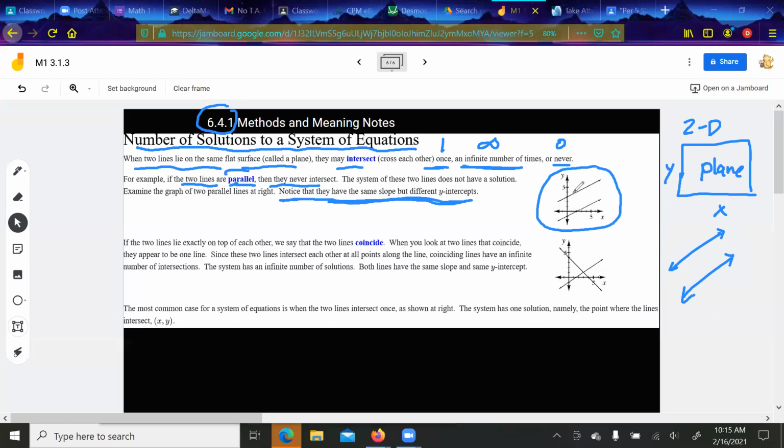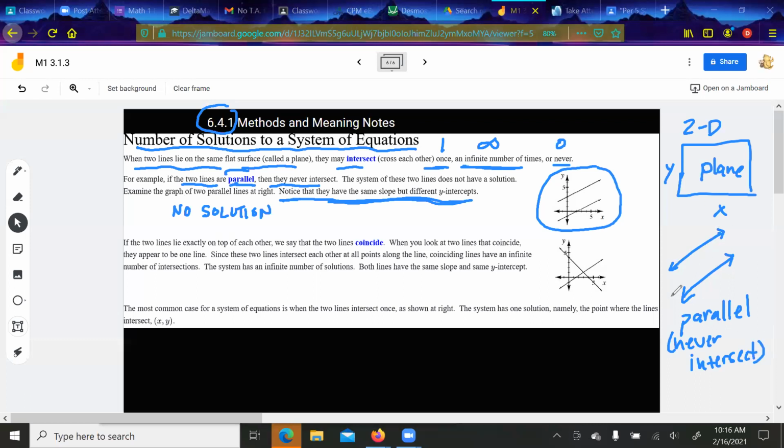When that happens, do they ever cross? Anybody want to unmute themselves? Do these lines ever intersect? No, they don't, right? So if they never intersect, they don't have a solution. So we say this system has no solution. No solution because they're parallel. We call this parallel. Hopefully you wrote that word down. Parallel means they never intersect.